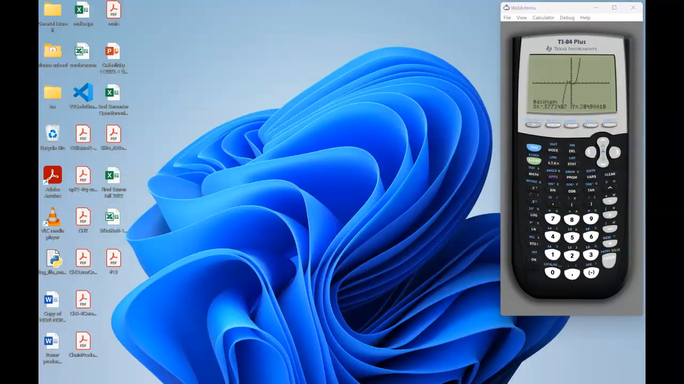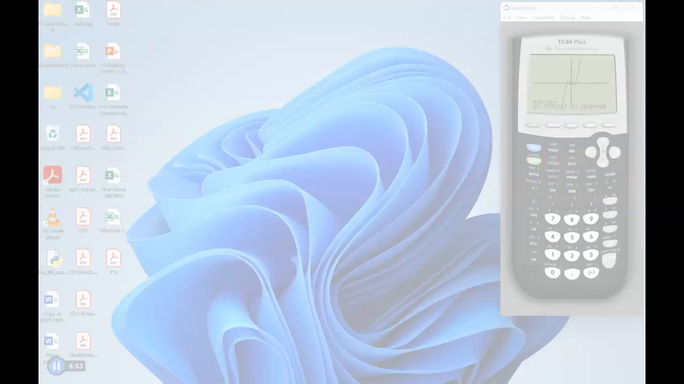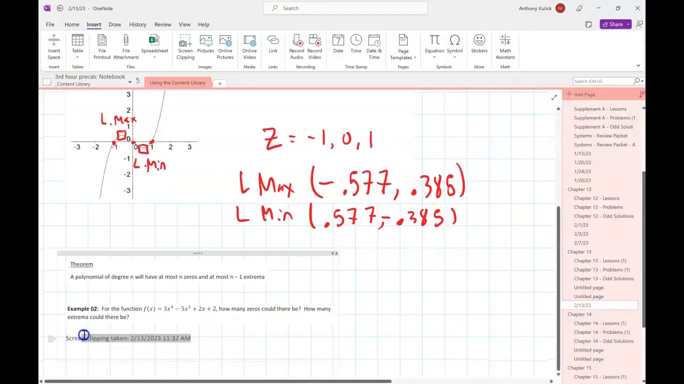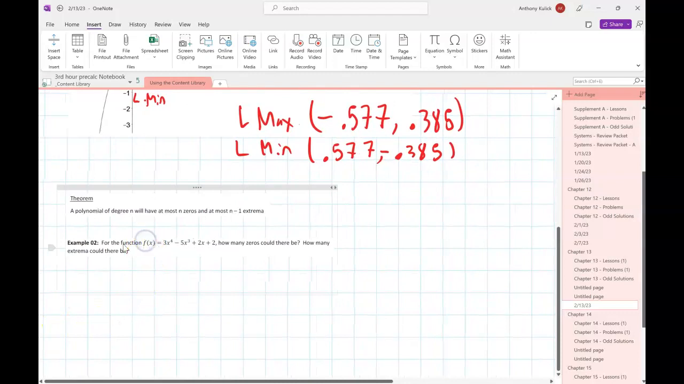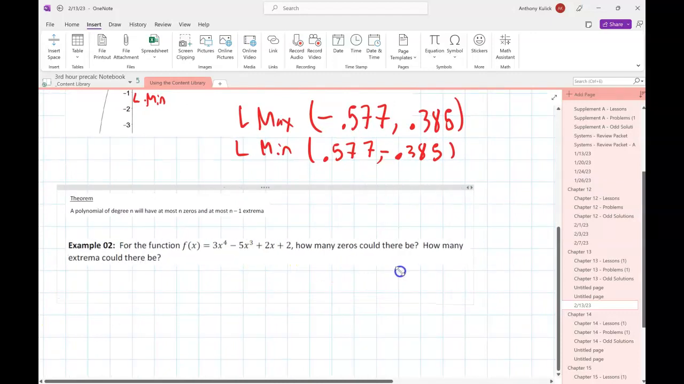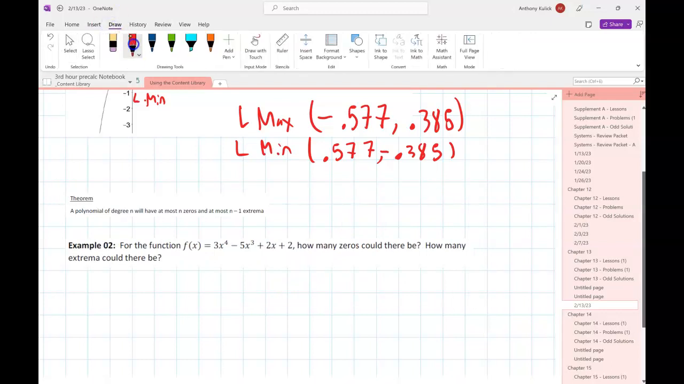Let's do a little quickie example here. For the function f of x equals 3x to the 4th minus 5x cubed plus 2x plus 2, how many zeros could there be and how many extrema could there be? Well, the first thing we should do is find the degree. What's the degree here? That's 4, the biggest exponent on our variable.